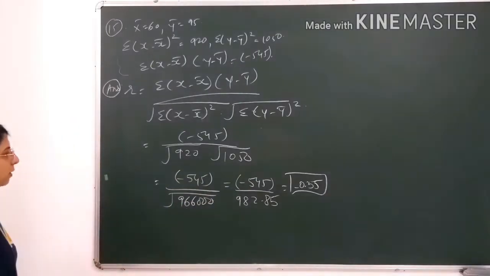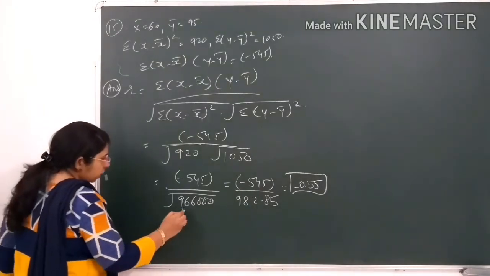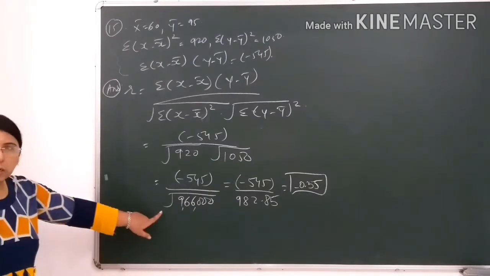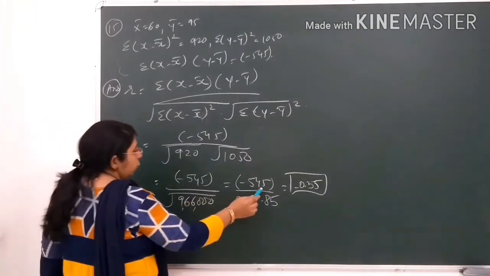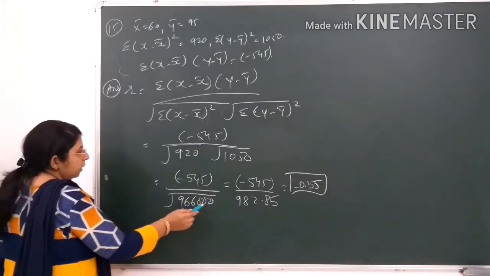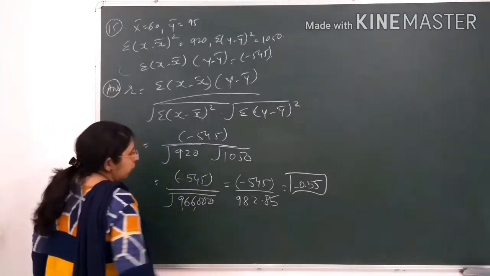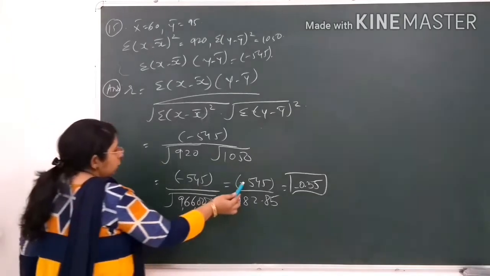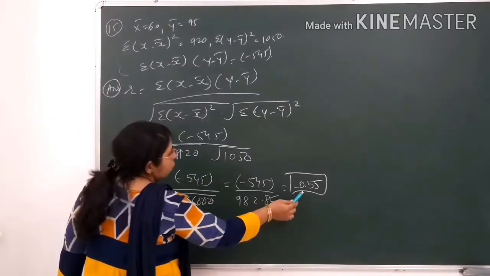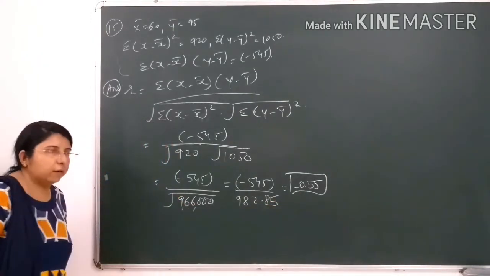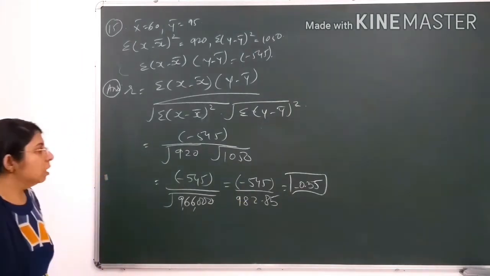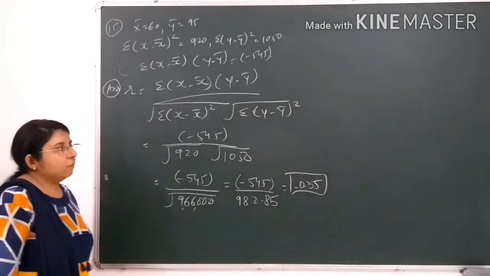It means 9,66,000, and that will be the multiplication of these two values. It will again be under root. Now minus 545 upon, we have found the root of 9,66,000. By finding the root, it would come to 982.85. By dividing the numerator by the denominator, you will get the value negative 0.55. So the value of correlation coefficient, that is r, is coming over here as minus 0.55.